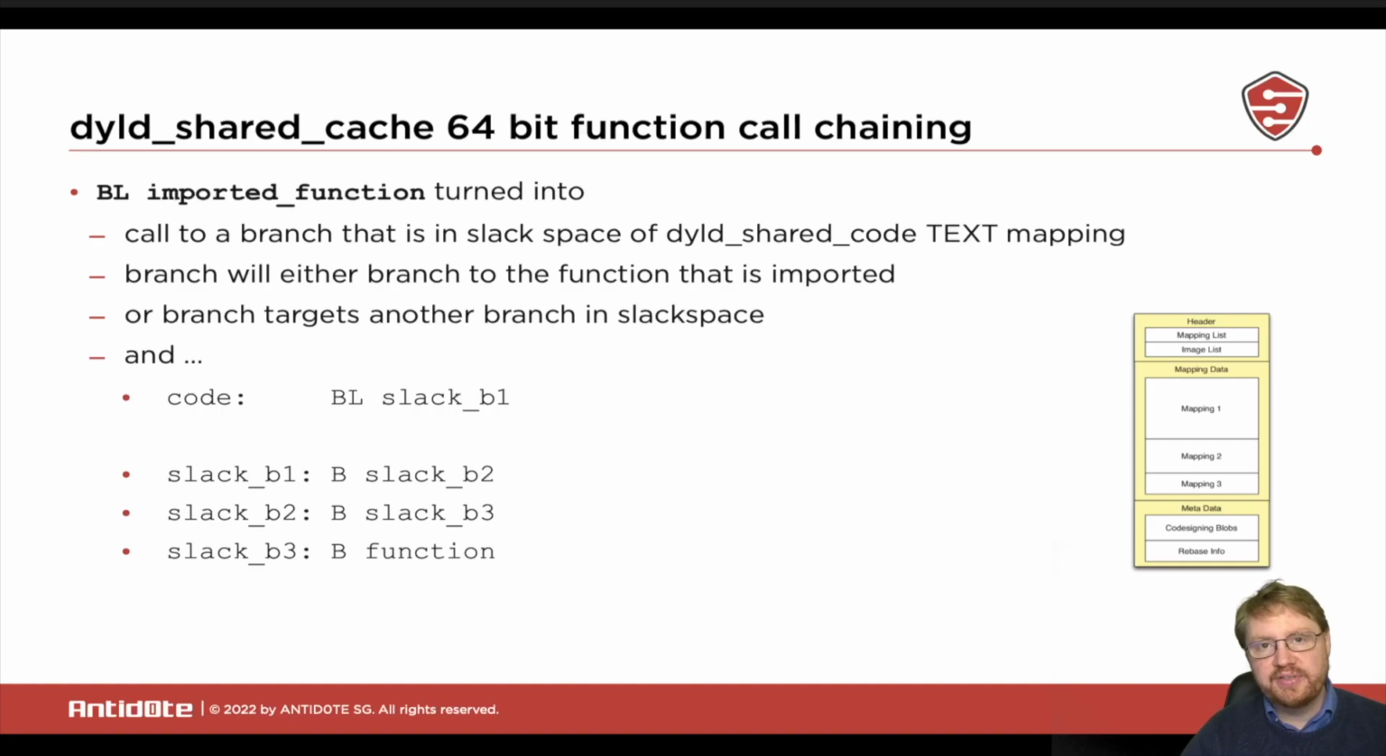But sometimes even that is not good enough. In this case, they would branch to the next one, and the next one to the next one, and maybe eventually they are near enough to branch directly to the target function. So you have these branch chains that finally go to the actual target. And of course that's a big problem for a disassembler that hasn't loaded the whole cache into the system.